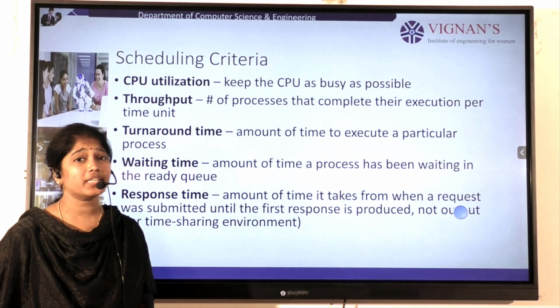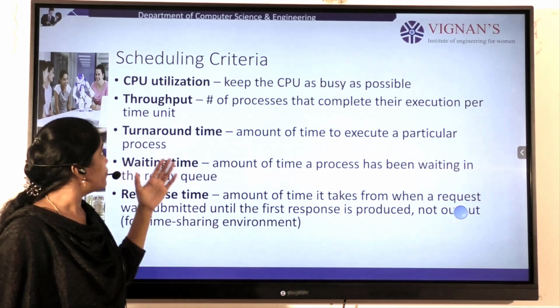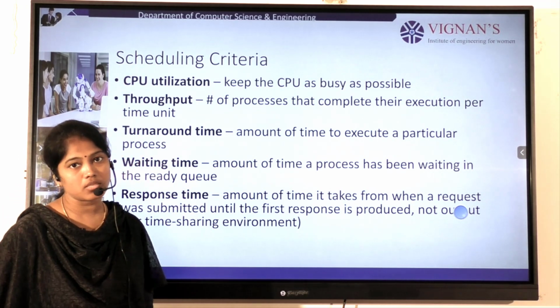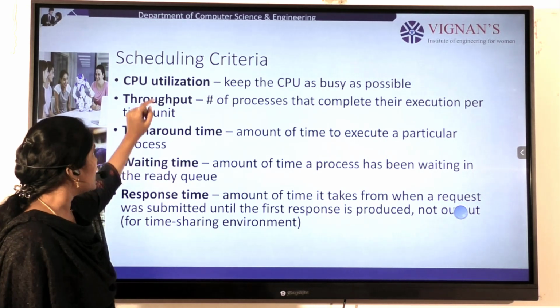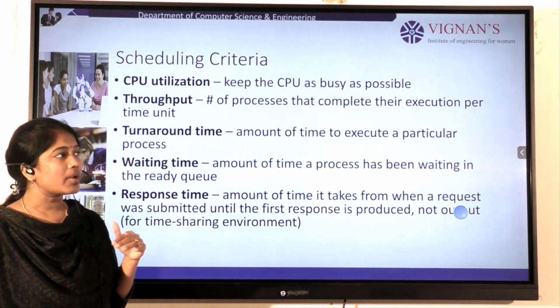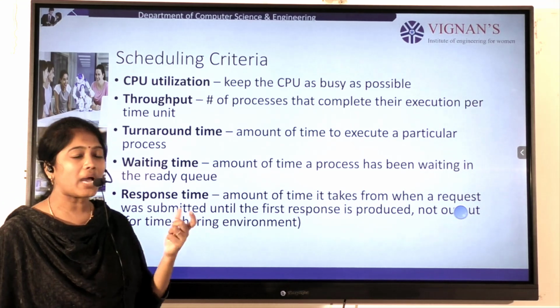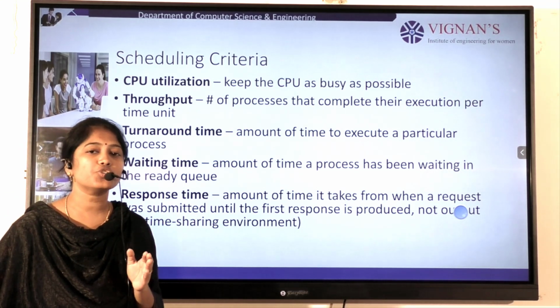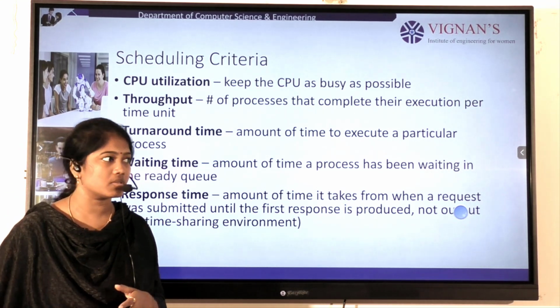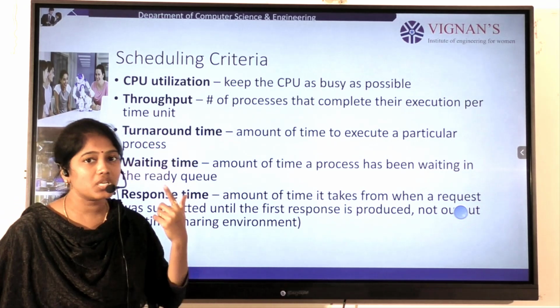In scheduling criteria, the operating system will follow these criteria. First one is CPU utilization. As I told you, the CPU should be as busy as possible. CPU should not wait for any other processes. So CPU should continuously work.